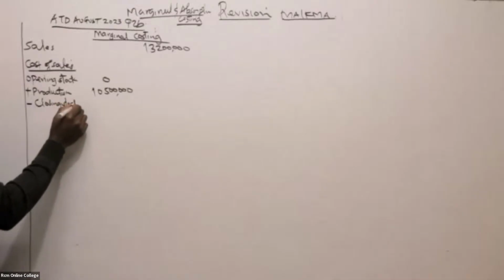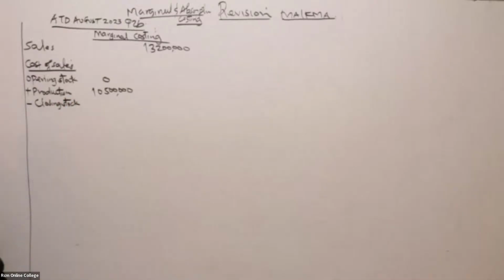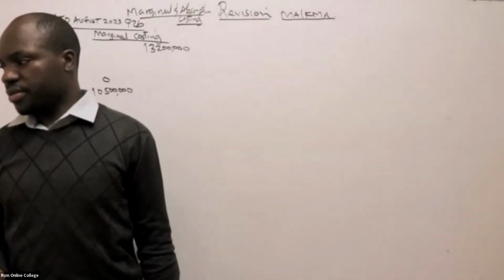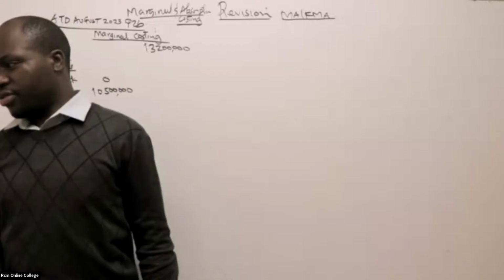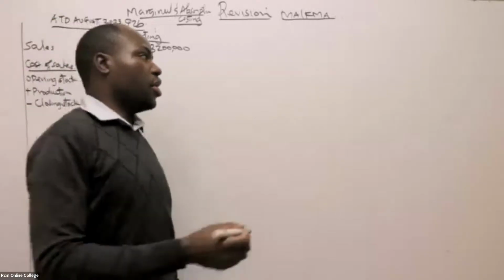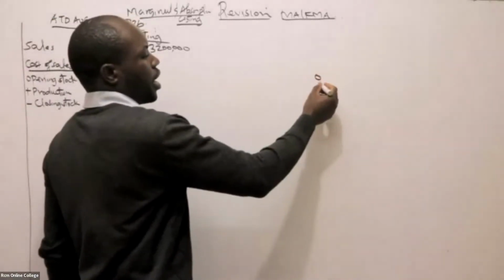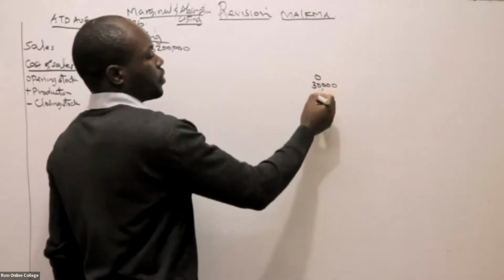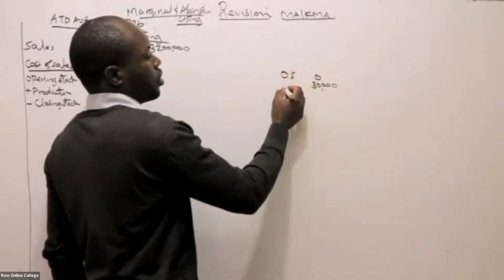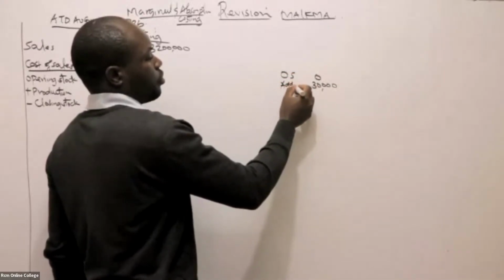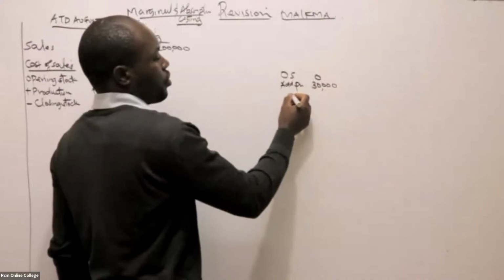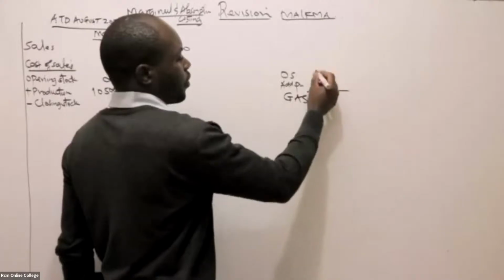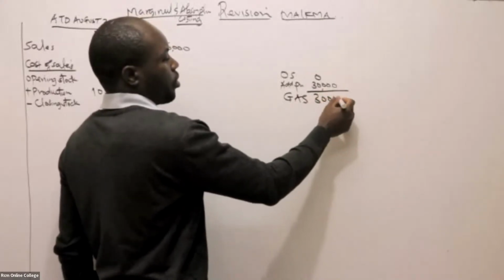Then to that, remember we need to less closing stock. How many units do we have as the closing stock? What is the quantity of closing stock? So opening stock is 0. Add production of 30,000. It gives us goods available for sale, so the goods available for sale is equal to 30,000.